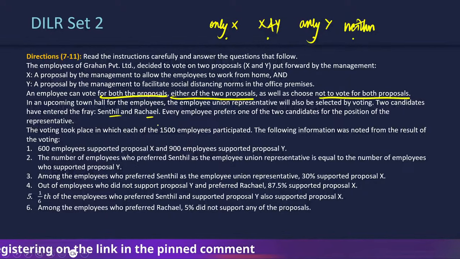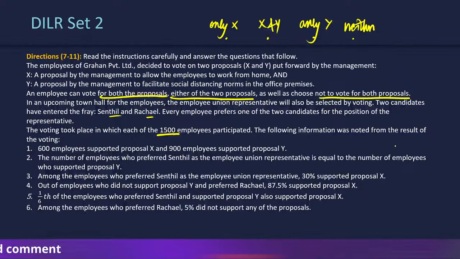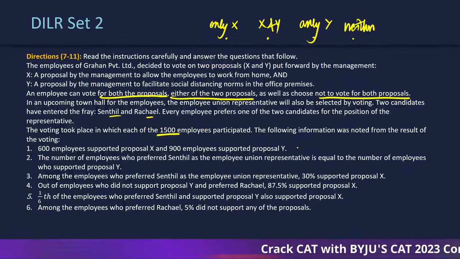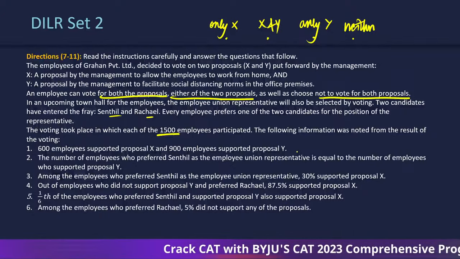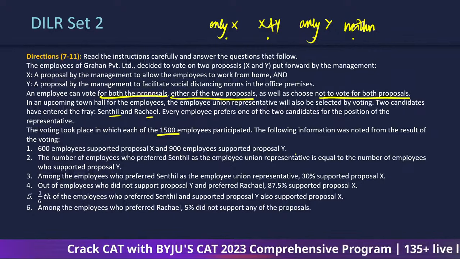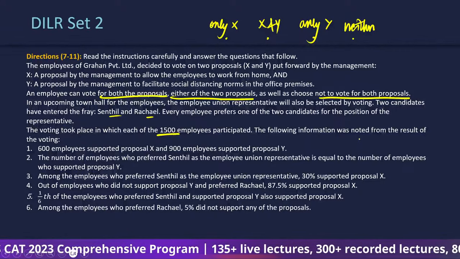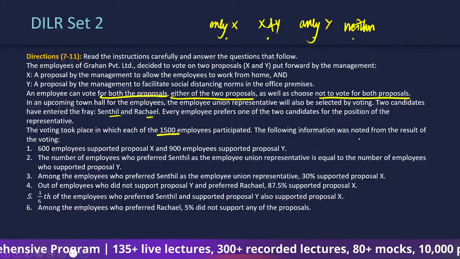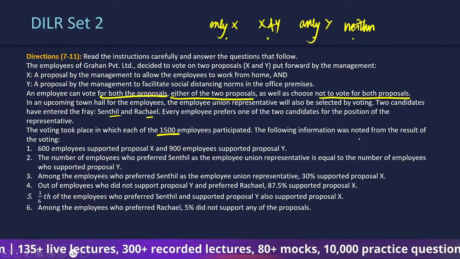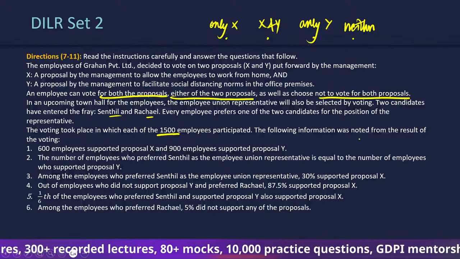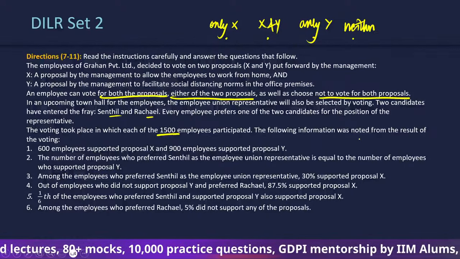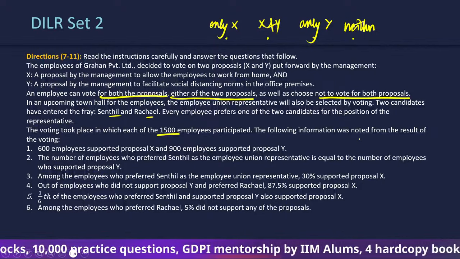Next, the voting took place in which each of the 1500 employees participated. Total employees 1500. The following information was noted from the result of the voting. 600 employees supported proposal X and 900 employees supported proposal Y. The number of employees who preferred Senthil as the employee union representative is equal to the number of employees who supported proposal Y. Among the employees who preferred Senthil, 30% supported proposal X. Out of the employees who did not support proposal Y and preferred Rachel, 87.5% supported proposal X.